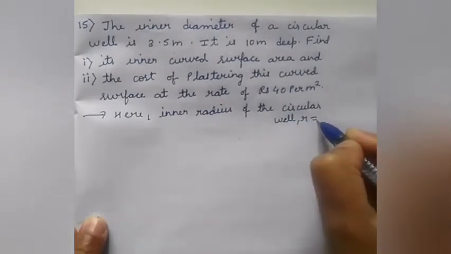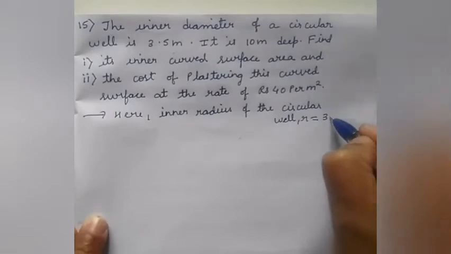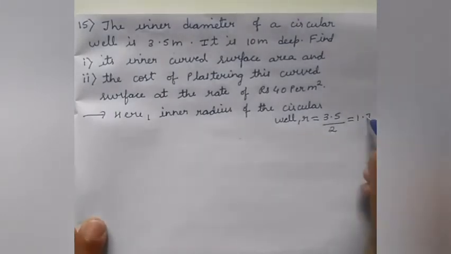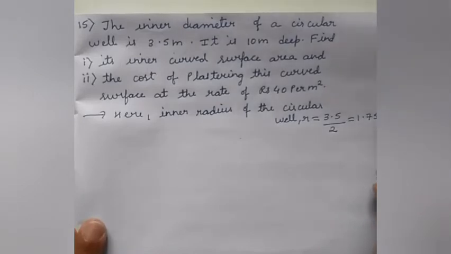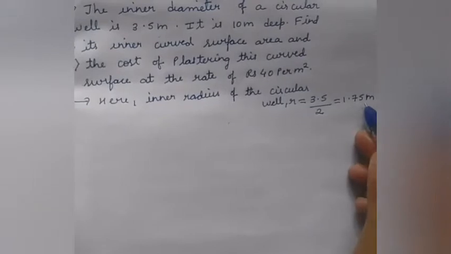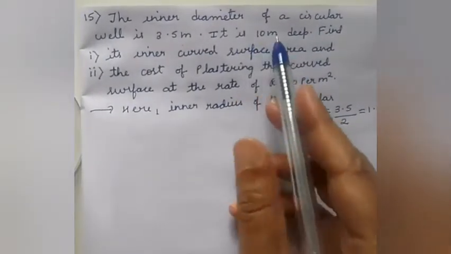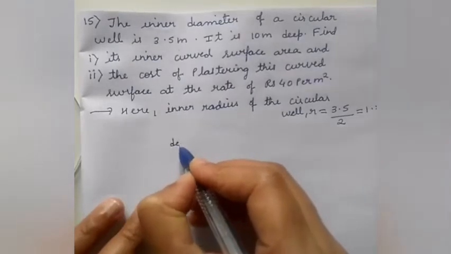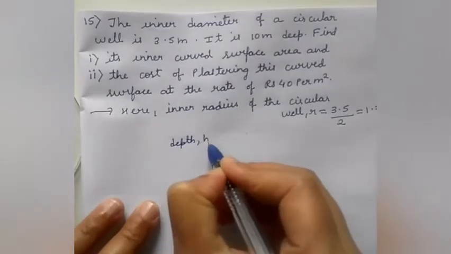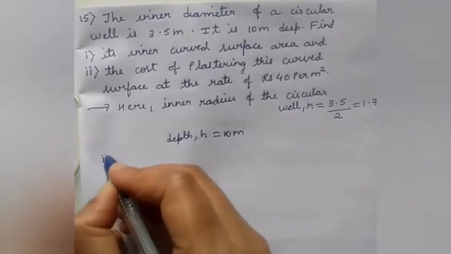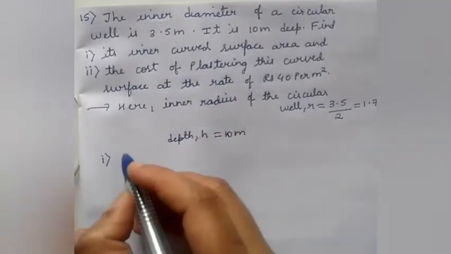R is equal to inner diameter 3.5 divided by 2, which is equal to 1.75 meter. So the inner radius is 1.75 meter and height is 10 meter. Depth is height, which is equal to 10 meter. So first thing, we have to find the inner curved surface area.